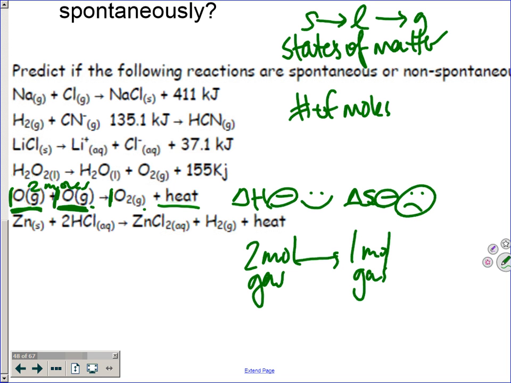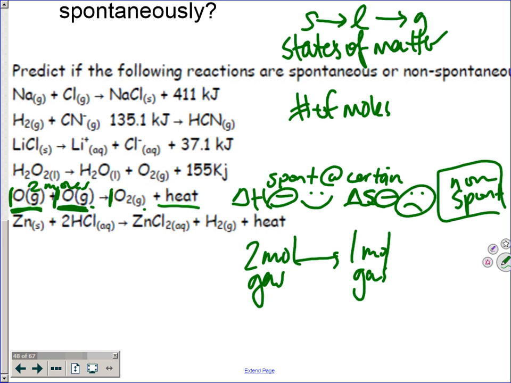Okay. So is this reaction spontaneous or non-spontaneous? Right now we're saying it's non-spontaneous, but in the video we had a caveat. We would say spontaneous at certain temperatures, right? Not all temperatures is it going to be spontaneous. So from this question, I could just say it's non-spontaneous because it's definitely not always spontaneous. Or you could say spontaneous at certain temperatures.